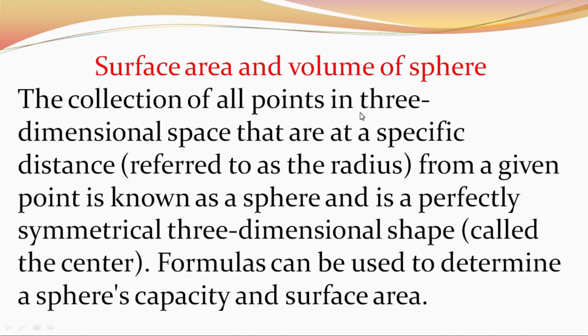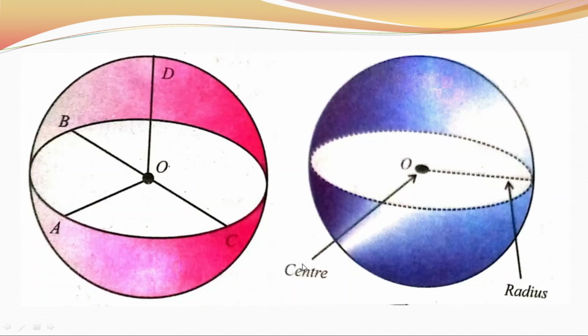The collection of all points in three-dimensional space that are at a specific distance, referred to as the radius, from a given point called the center is known as a sphere. It is a perfectly symmetrical three-dimensional shape. Formulas can be used to determine a sphere's capacity and surface area. You can watch this: this is the center, this is the radius.